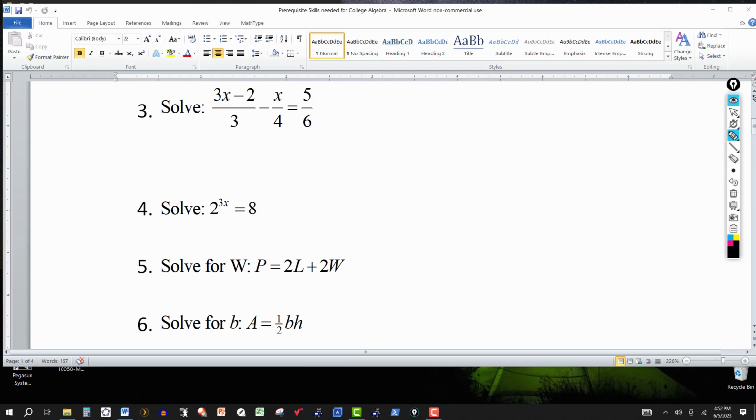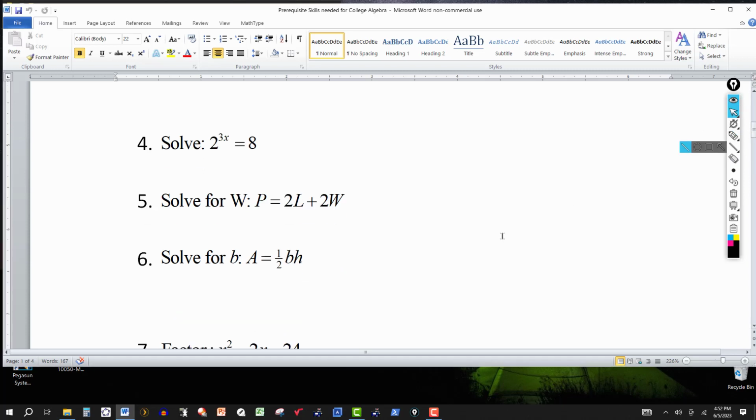Okay, the next one also involves a formula, and this is the formula for the area of a triangle, and we want to solve for b in this case. Again, it has a fraction, so let's get rid of the fraction. The only denominator we have is 2, so multiplying both sides by 2, on the left side I get 2A, on the right side the 2 cancels, that just gives me bh. I want to solve for b, so I divide both sides by h. Let's cancel out. So I get b is equal to 2A over h.